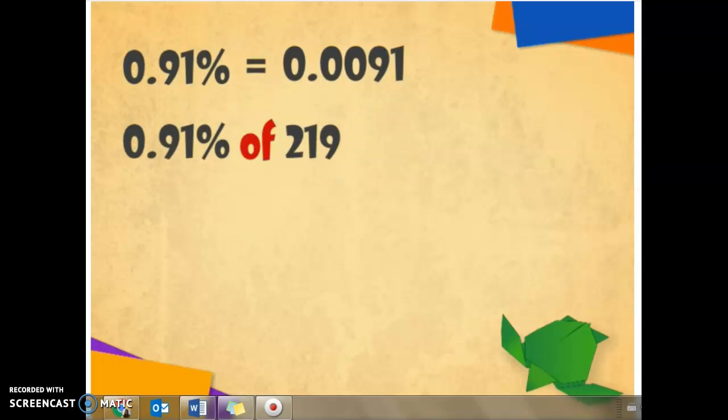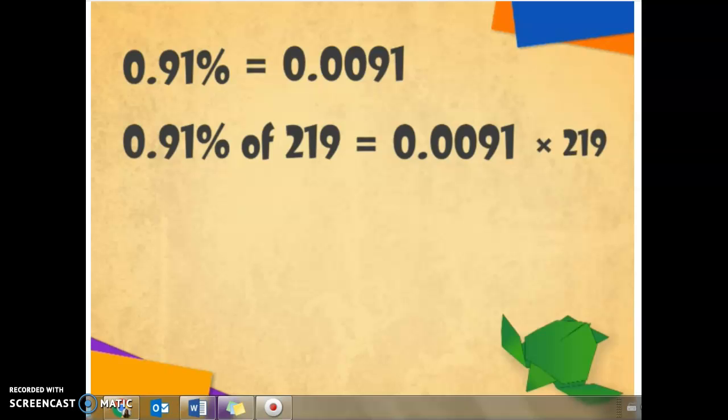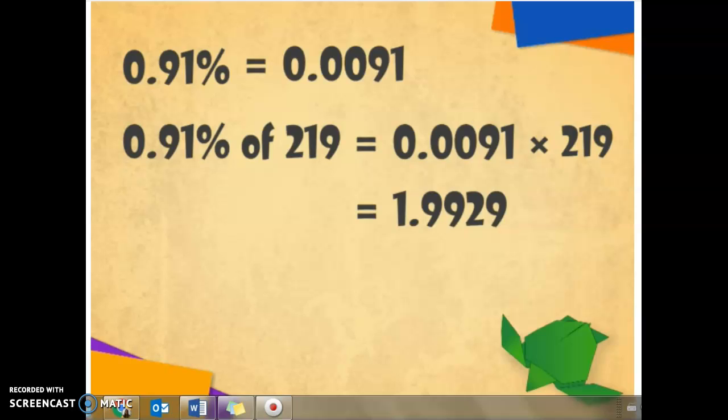Remember that of means multiplication. So, 91/100% of 219 equals 91 10,000ths times 219, which is 1.9929. The number of origami creatures must be a whole number, and the closest whole number to 1.9929 is 2. So, 2 of the origami creatures were turtles.